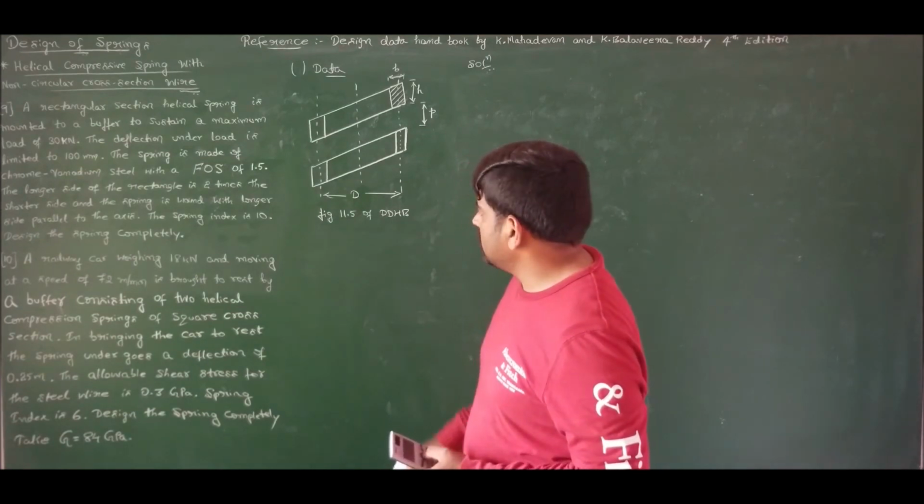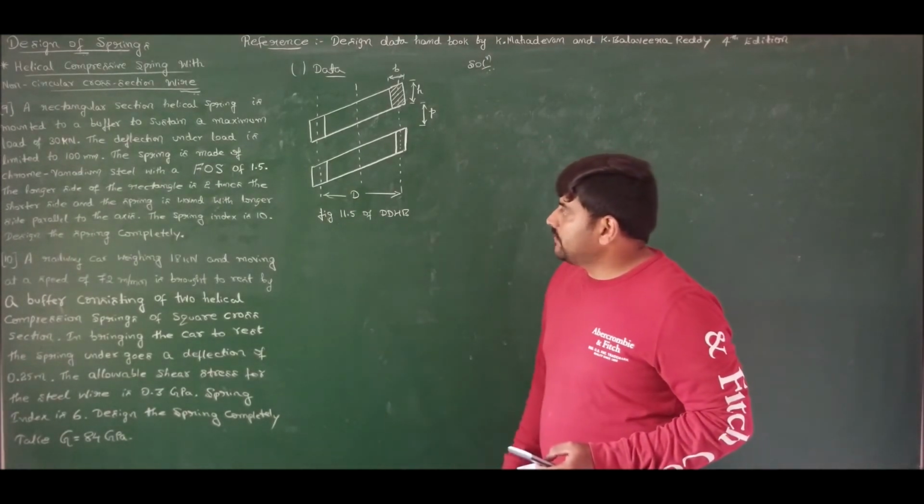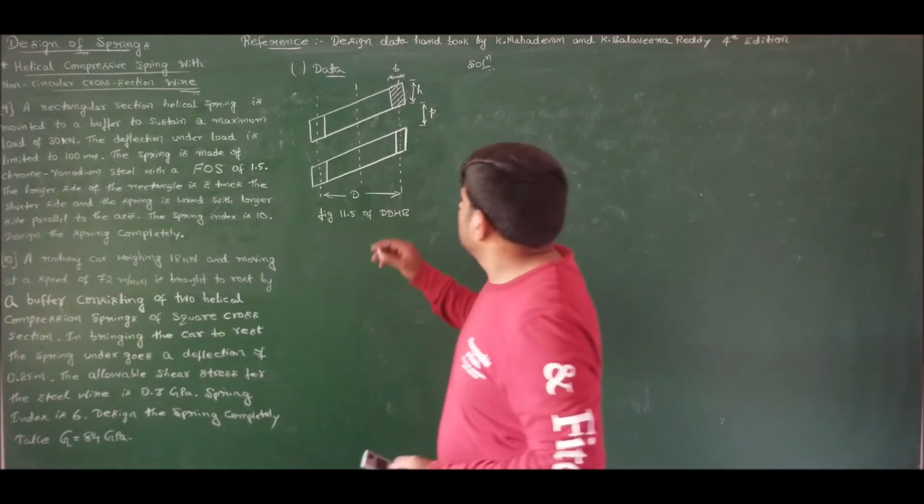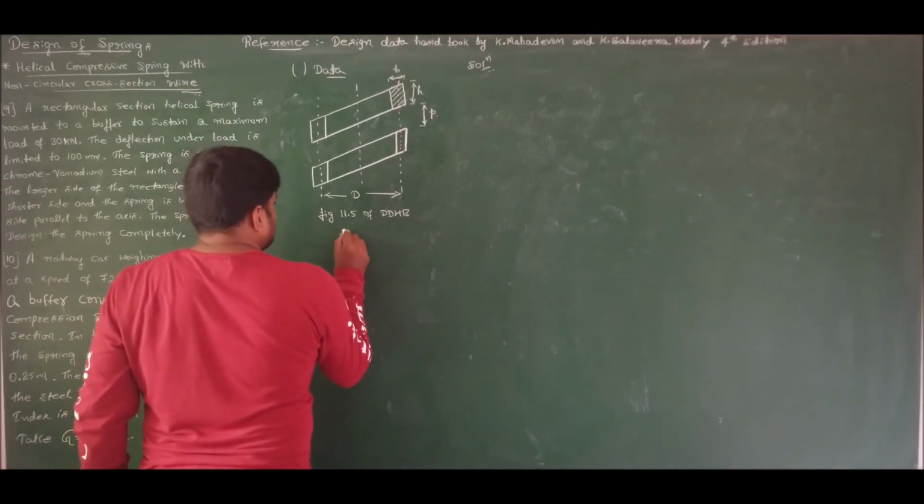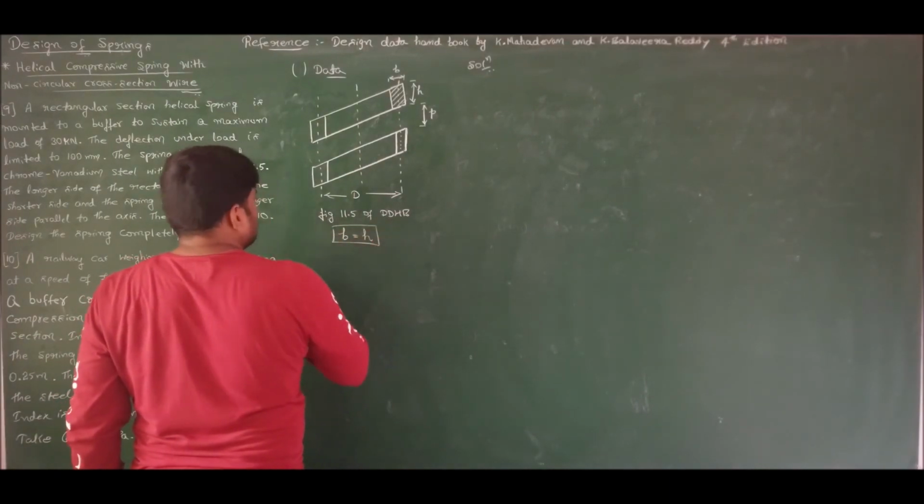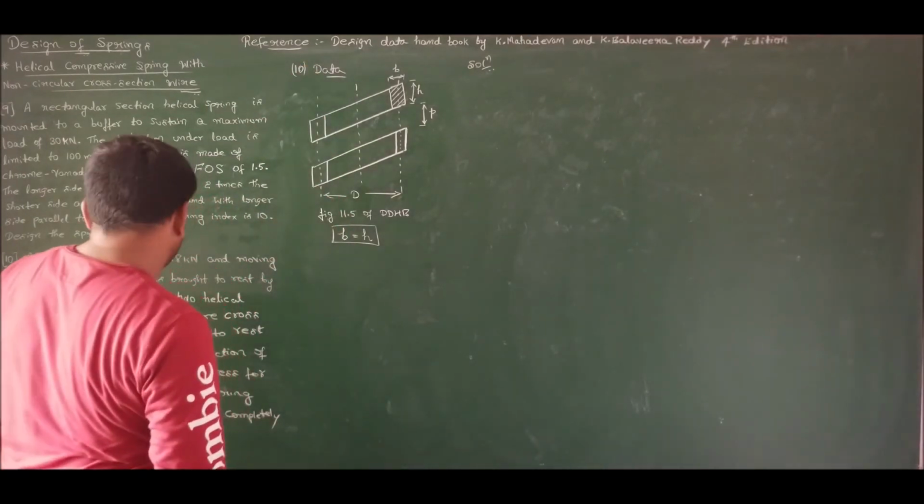Let us solve this problem. Refer to the figure 11.5 of design data handbook. We have the figure for square cross section helical compressive spring. For square cross section, B is equal to H. Very, very important. This is for square cross section. We are solving problem number 10.